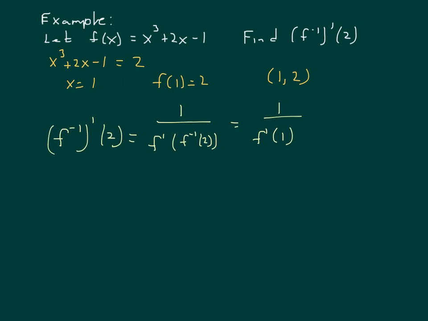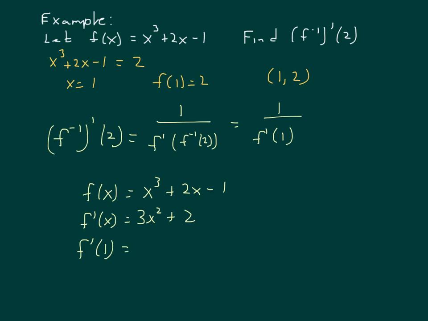So f of x equals x cubed plus 2x minus 1. f prime of x is going to be 3x squared plus 2. f prime of 1 is going to be 3 plus 2, which equals 5. So therefore, I know that f inverse prime of 2 is the reciprocal of f prime of 1, so it will equal 1/5.